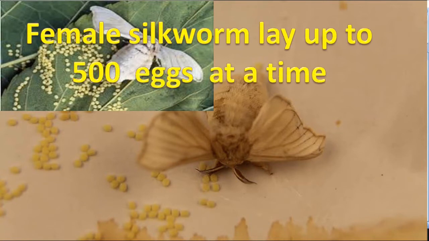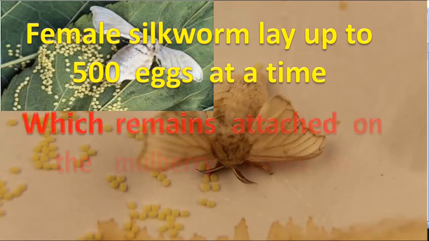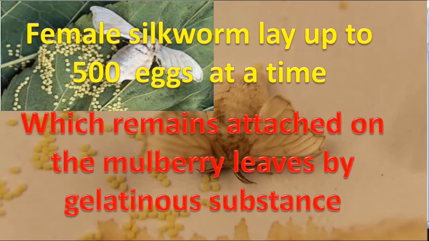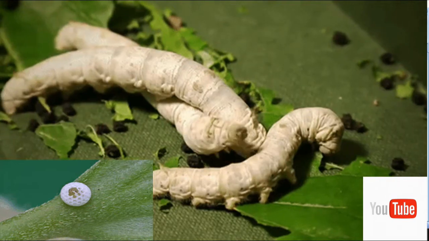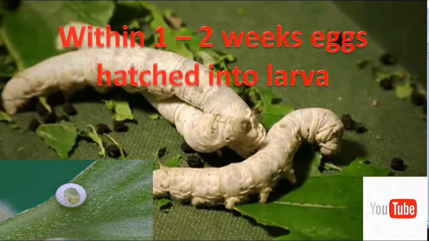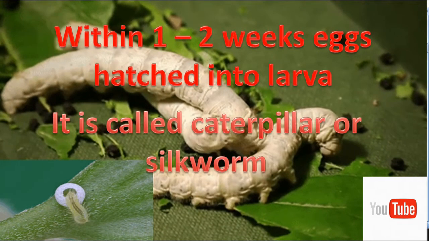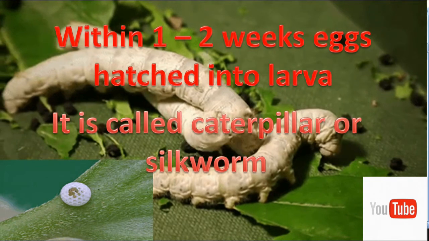Female silkworm lays 200 to 500 eggs at a time. That egg remains attached on the mulberry leaves by gelatinous substance, and its egg is golden or yellow colored. Within 1 to 2 weeks, the egg hatches into larva. It is called caterpillar or silkworm.